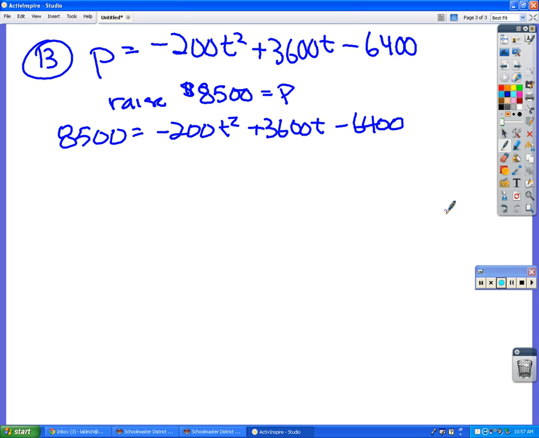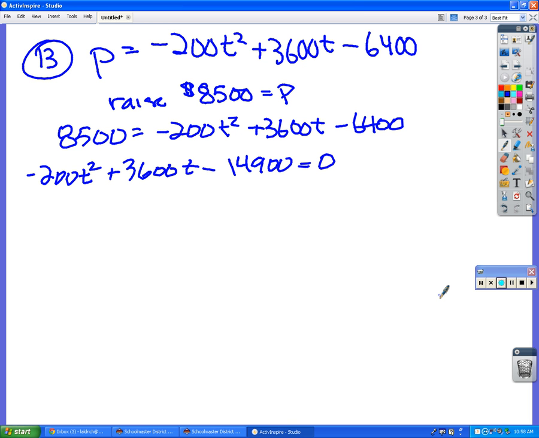Subtract 8,500 from both sides to get it equal to 0. So negative 200t squared plus 3,600t minus 14,900 equals 0. Okay, what do I do with that? Put it in the quadratic formula. Okay, these are very big numbers, and we could do that, but it's going to get out of control.